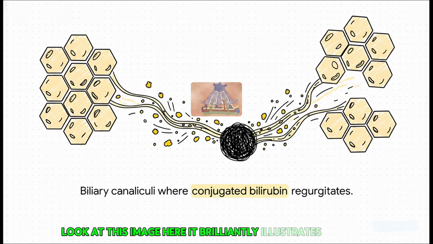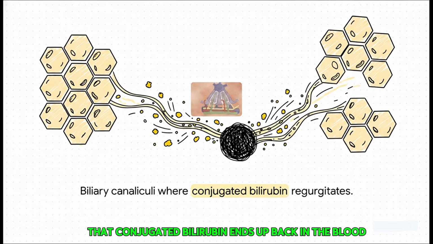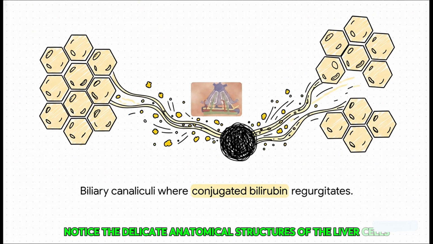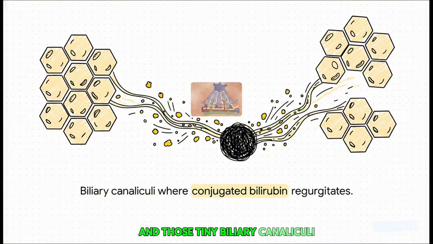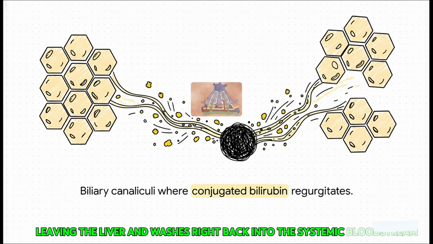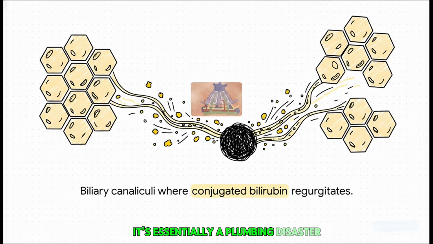It brilliantly illustrates exactly why that conjugated bilirubin ends up back in the blood during an obstruction. Notice the delicate anatomical structures of the liver cells and those tiny biliary canaliculi. When there's a blockage downstream, the conjugated bilirubin backs up. The pressure rises and rises until pop. It literally ruptures those congested canaliculi. The conjugated bilirubin then regurgitates directly back into the lymph, leaving the liver, and washes right back into the systemic bloodstream. It's essentially a plumbing disaster.